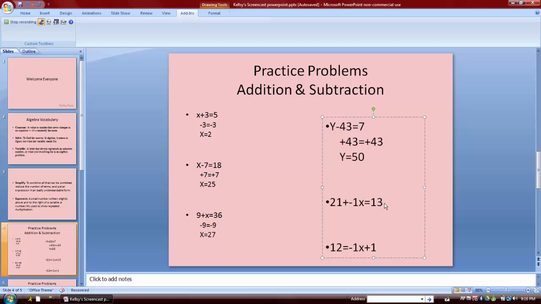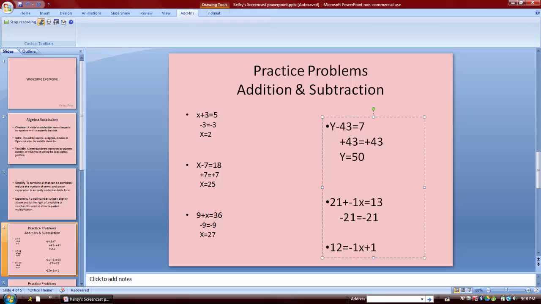Okay, so this one is a little different. There is a multiplication in here, but it's just 1, so it will make the equation either a positive or a negative, however it is. So to start out, you would subtract this 21, subtract 21 from both sides, so that would equal minus 21.